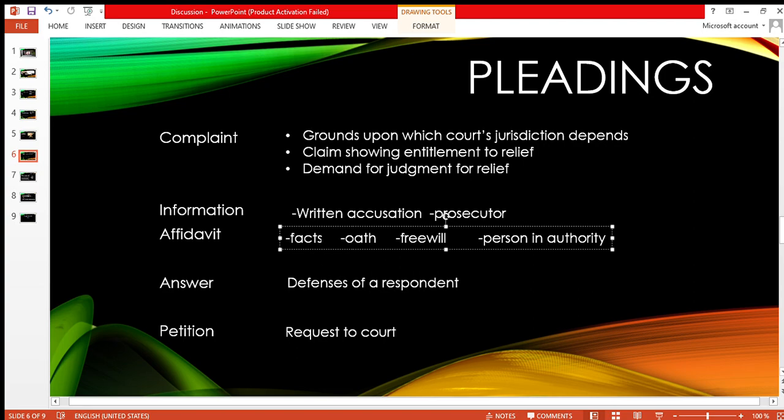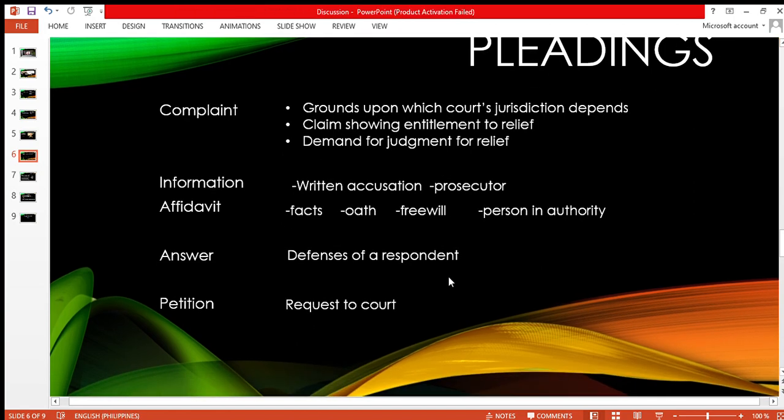So the facts of the case include the 5 W's and 1 H to complete the circumstances of the case. The oath, and the free will of the affiant, is presumed upon the attachment of his signature. Okay, another pleading is what we call an answer. An answer contains the statements of defenses of a respondent, the defenses of the accused. That is an answer.